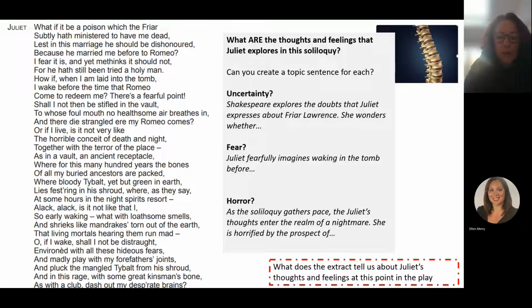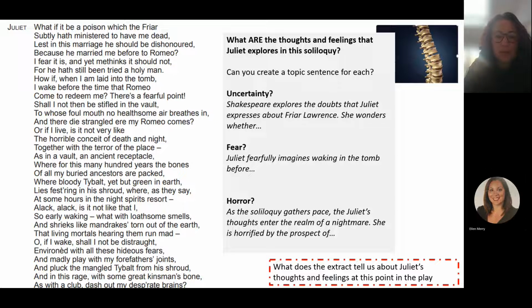So to tackle the question, you could think about these particular prompts. What are the thoughts and feelings that Juliet explores in this soliloquy? Could you potentially create your own topic sentence for each of these? Uncertainty. Where can you see that Juliet seems uncertain?